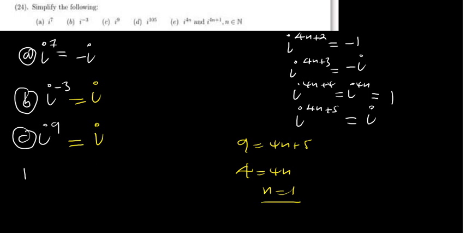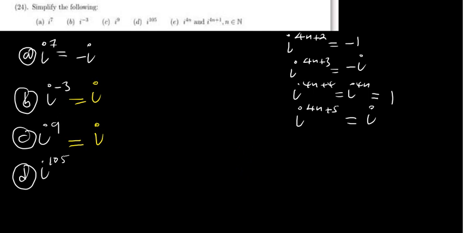And then for D, we have got i to the power 105. So which one are we going to use? Same, i to the power 105. Let's try to use this one. We are just comparing the powers: 105 is equal to 4n plus 5. Take 5 to this side, 105 minus 5 is 100, and that is going to be 4n. So divide both sides by 4, n is going to be 25.